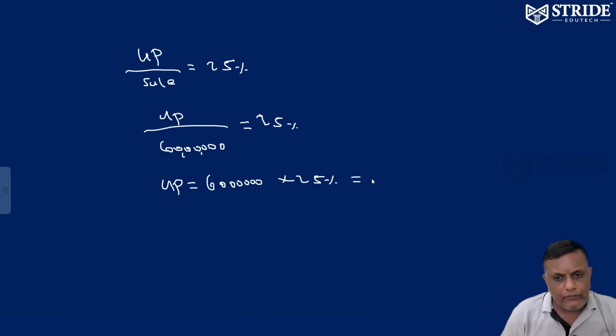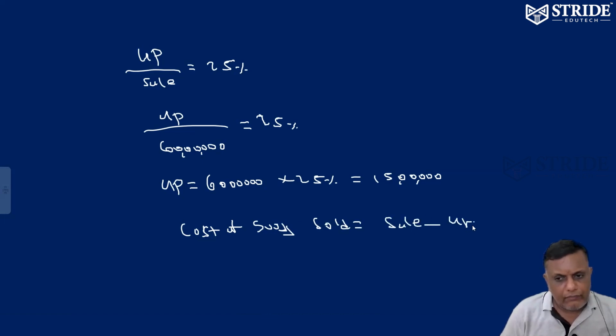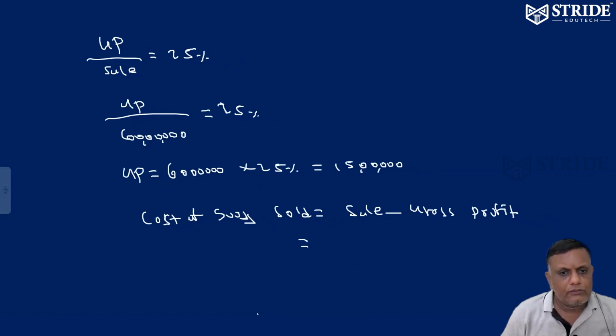That is equivalent to 15 lakhs. GP equals 15 lakhs. But next we find cost of goods sold, COGS, which is very much required for the inventory ratio. Cost of goods sold is equivalent to sale minus gross profit.